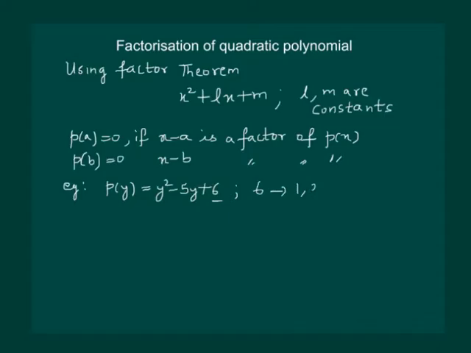We know that 1, 2, 3 and 6 are the factors. Let us find the value of p(y) for y equal to 1, 2, 3 and 6 till we get two values a and b for which p of a equal to 0 and p of b equal to 0. So we start with p of 1. On substituting and solving, we find that p of 1 is not equal to 0, so it does not satisfy the condition. Let us check for p of 2.